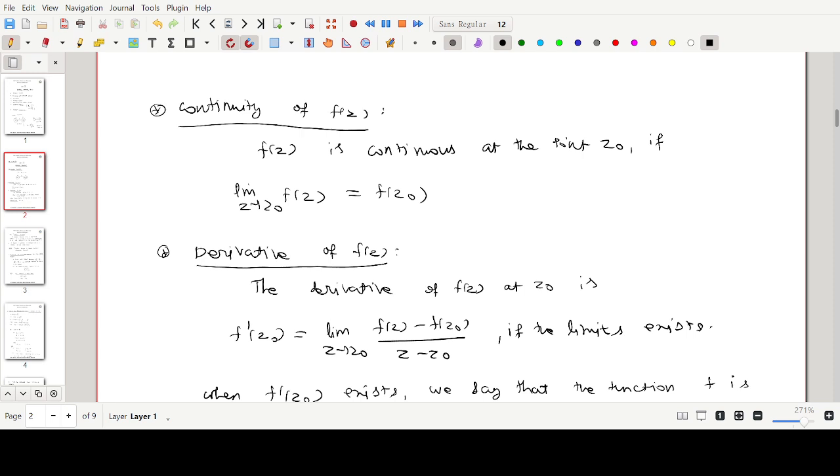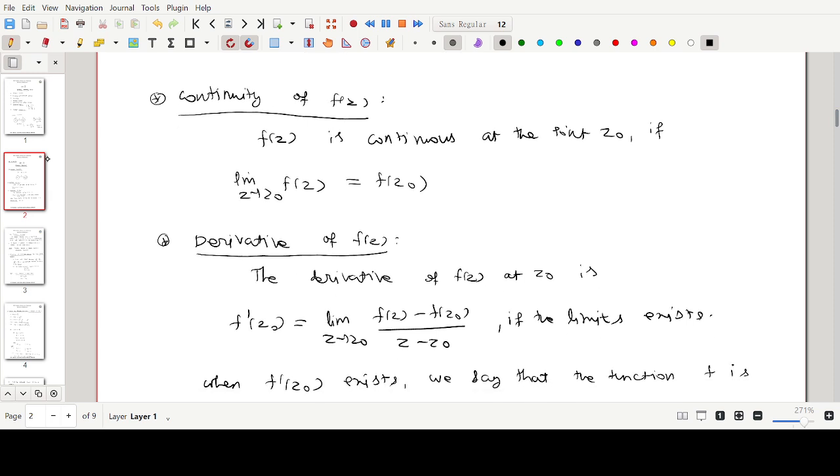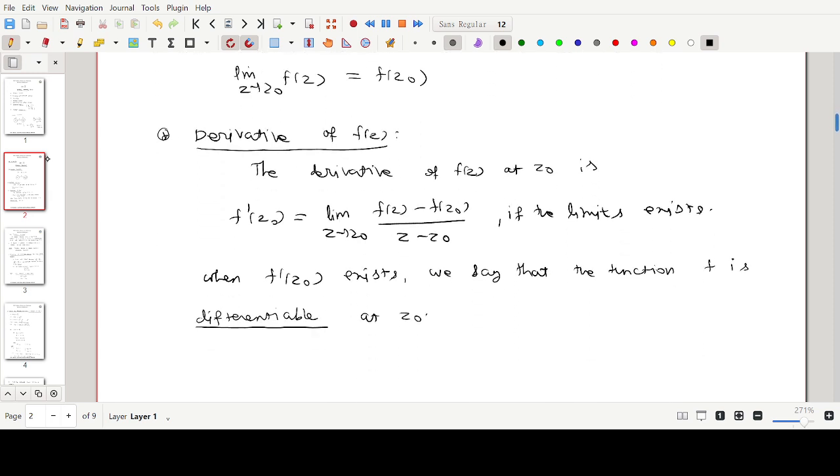A complex function f of z is continuous at the point z naught if the limit exists and the limiting value and the function value at the point are both equal. If that condition is satisfied, we can say a complex function is continuous at a point. If each point in the domain is continuous, then the complex function is also continuous in the domain. It is a well-known definition. Now we'll move on to the derivative of f of z.